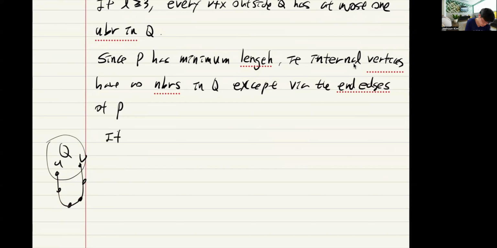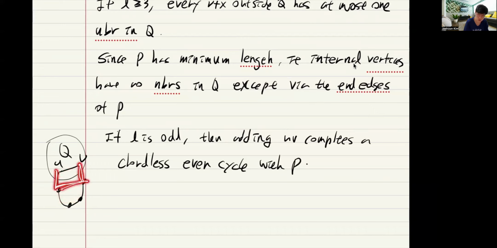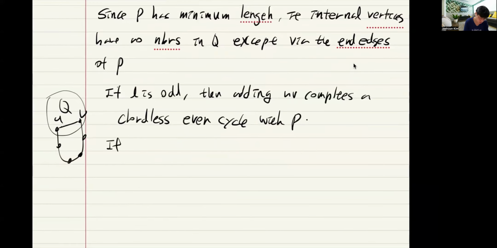So if this L is odd, then you add the edge between U and V to this path, and this completes a chordless even cycle without any chords. So this does not have a chord. If it has a chord, then you find a shorter path connecting these two, which is a contradiction to the shortestness of this. So this is okay.